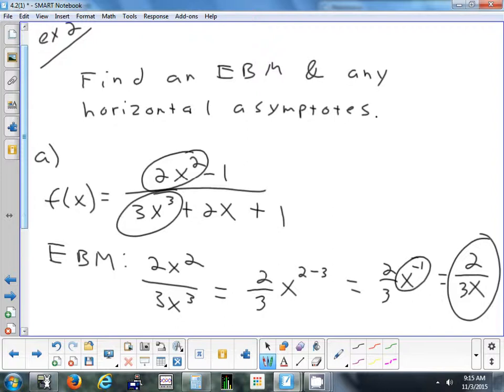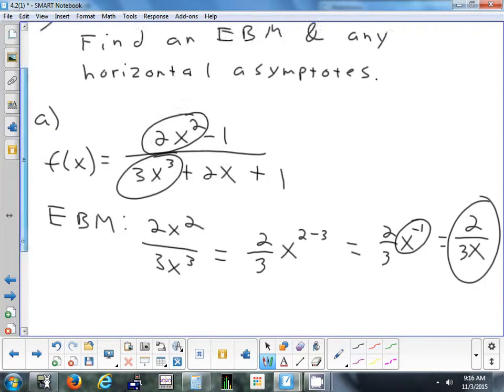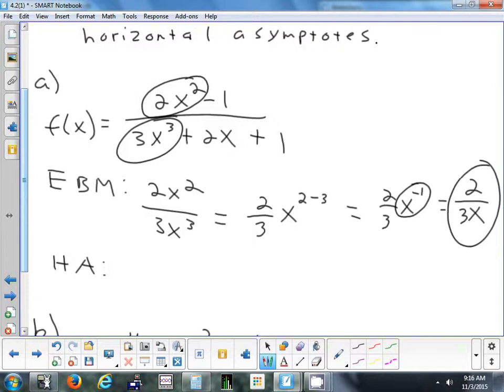Now say if it was like x to the negative second power, it would be 2 over 3x squared. Just take that x term, throw it in the bottom if it's negative. So that's it. That's your end behavior model, 2 over 3x. And now we use that to find the horizontal asymptotes. Let x get really, really big and figure out what this fraction gets closer and closer to.